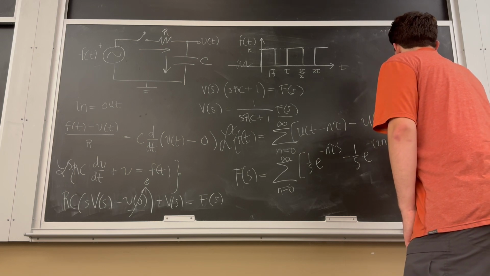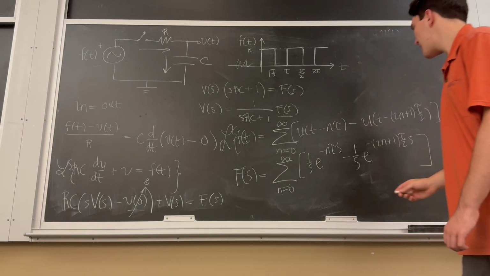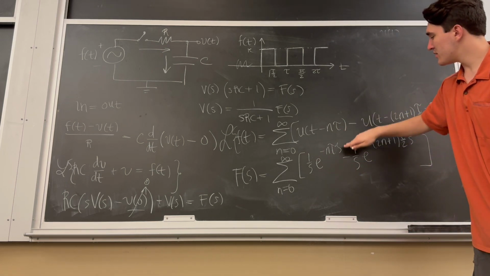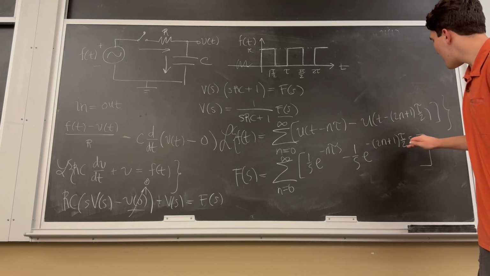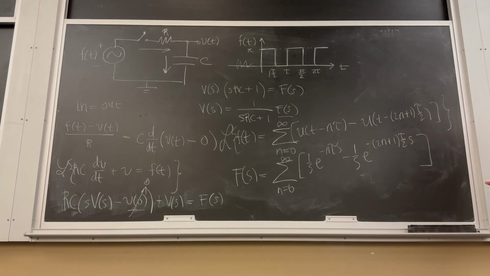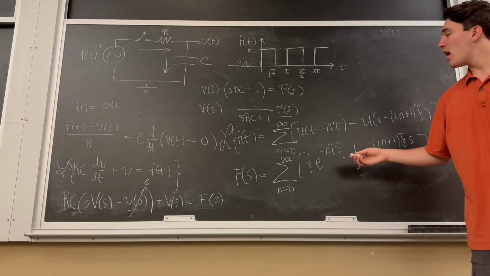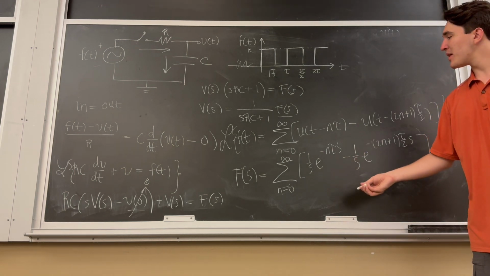1 tau halves s. I believe that's correct. 1 over s e to this, and negative n tau s, negative 2n plus 1 tau halves s. Okay, so now we have the representation of this forcing function in the Laplace domain.